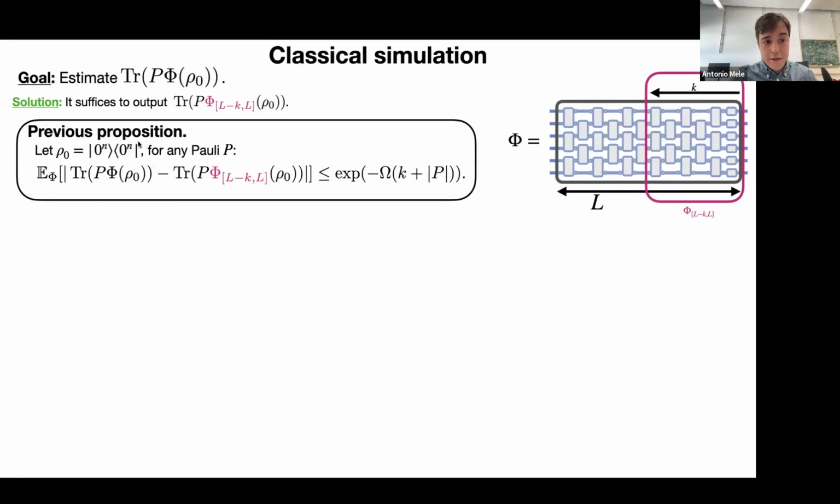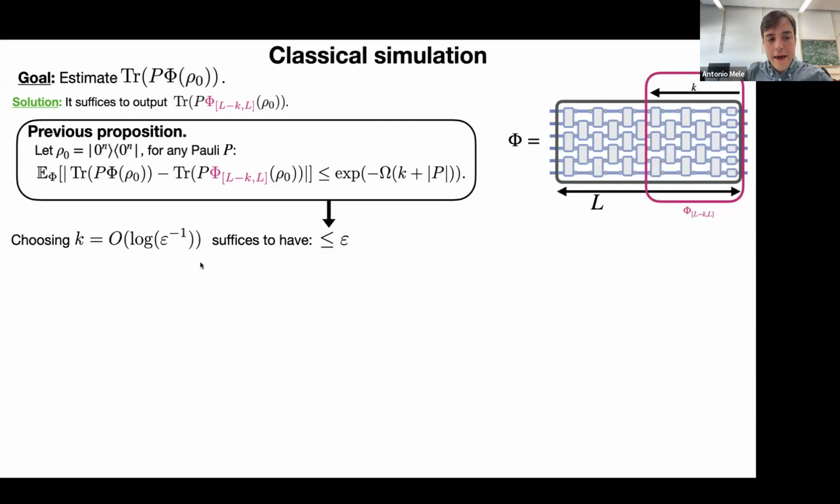The previous proposition says that if we take rho 0 equal to |0><0| tensor n, for any Pauli P, we have this: the error of this truncation, if we truncate this circuit, is exponentially suppressed in k and also in the Pauli weight of P. But let's focus here on local Paulis, like P that is order 1. So we have exponential suppression in k.